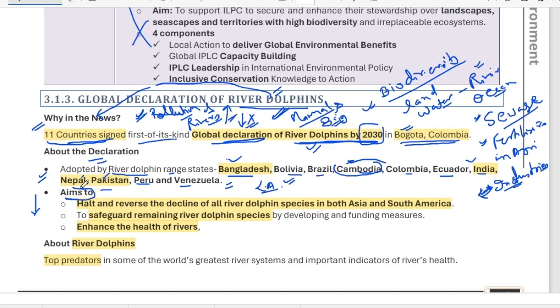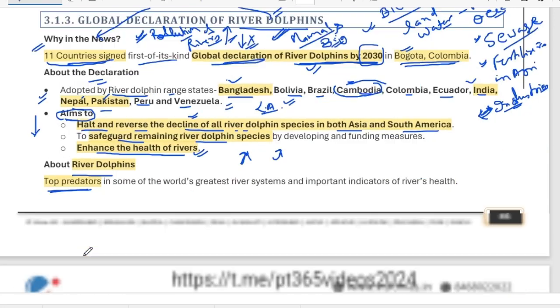The aim of this declaration is to halt and reverse the decline of river species, both in Asia and South America. So halt and reverse the decline of the population, to safeguard the remaining species and enhance the health of the rivers. Whenever the ecosystem of rivers becomes better, the dolphin population will increase. River dolphins are the top predators in the river ecosystem.